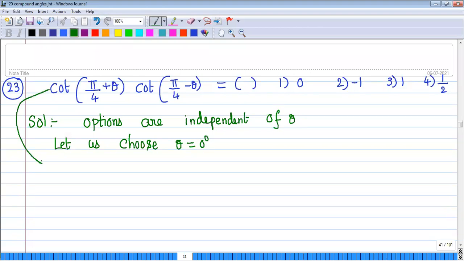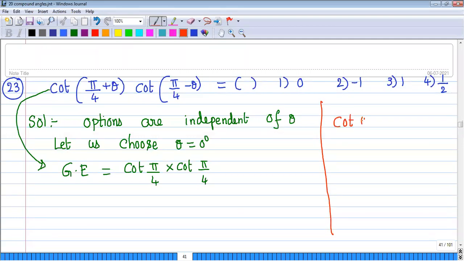So the given expression becomes cot pi by 4 multiplied with cot pi by 4. My dear students, cot pi by 4 is equal to cot 45 degrees. Cot 45 is 1, tan 45 is also 1. So 1 into 1 is equal to 1. Option third, yes, option 3.